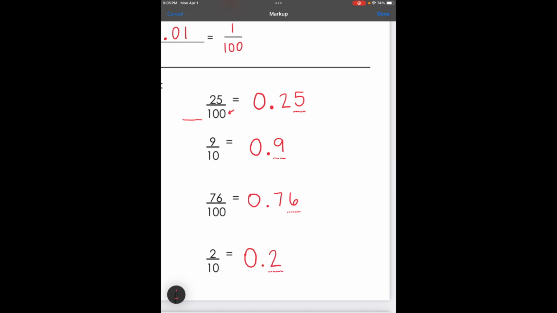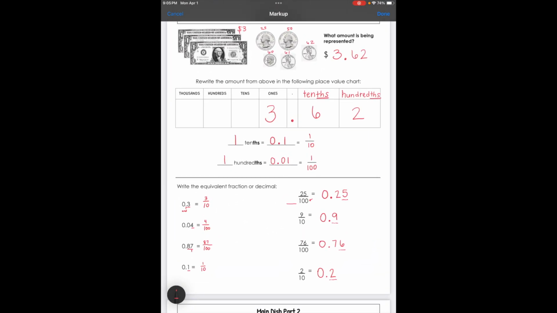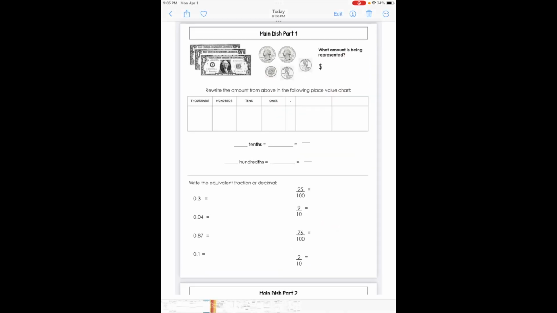Yeah, this one was 2 tenths, so the 2 needs to end in the tenths place. Let's go ahead and use this knowledge to help us with main dish part 2.